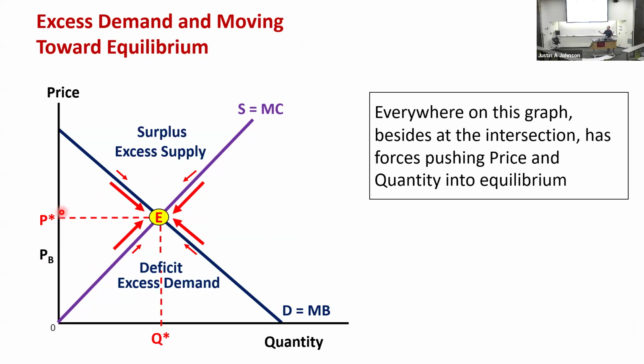So all I'm trying to say is that anywhere on this graph besides point E has these forces conspiring to push it towards E. And so that's why I drew it as a bowl like this. Okay, so that's the intro.